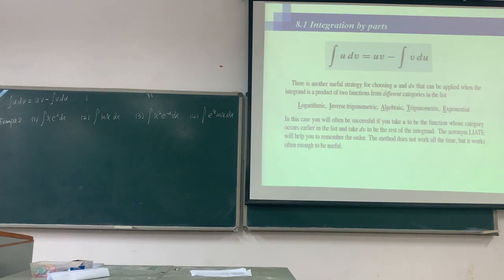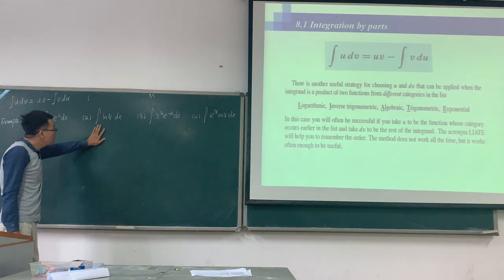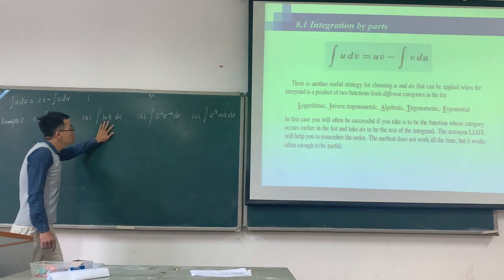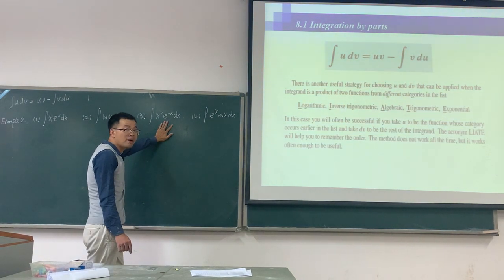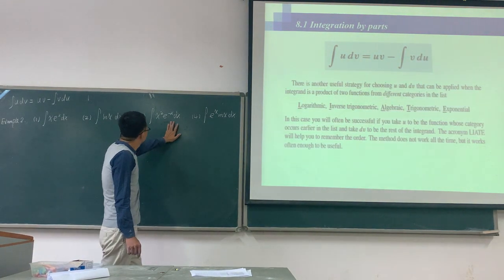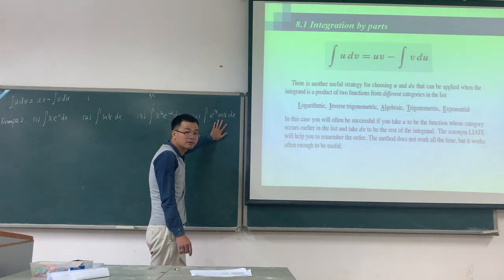We have four antiderivatives. The first is the antiderivative of x times e to the x. The second is the antiderivative of ln x. The third is the antiderivative of x squared times e to the minus x. The fourth is the antiderivative of e to the x times cosine x.